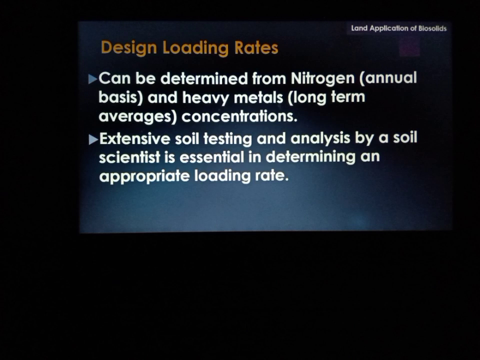Design loading rates. Nitrogen and heavy metal concentrations in the sludge are two of the major concerns in determining the sludge loading rate. The nitrogen limit is typically determined on the annual basis, tapos yung sa heavy metal loadings are based on the long-term averages. And also, extensive soil testing and analysis by a soil scientist is essential in determining an appropriate loading rate.